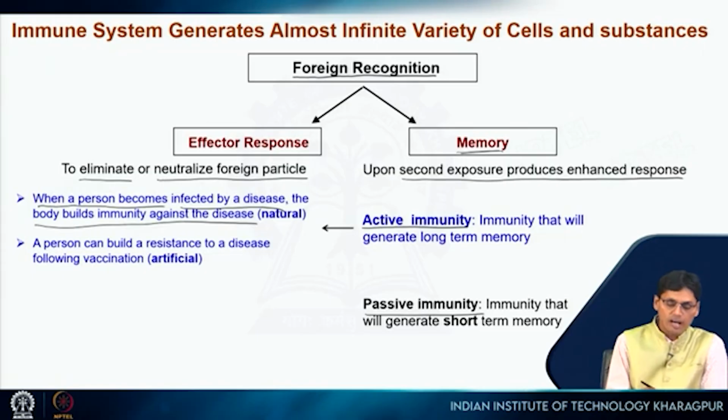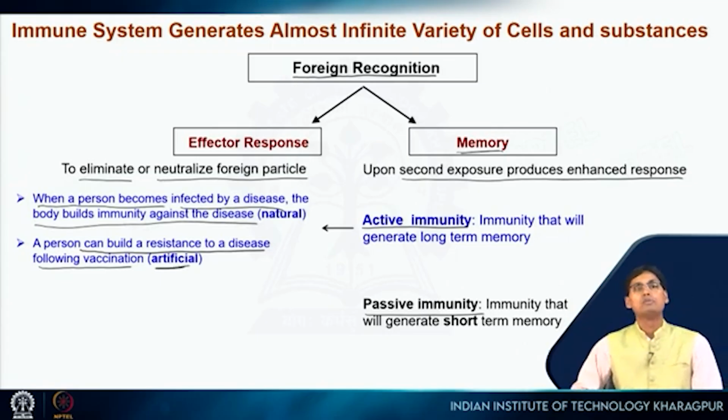On the other hand, a person can build a resistance to a disease following vaccination, that is artificial active immunity. Okay? So what is the example? For example, when I was a kid, I had chicken pox. Chicken pox is not that severe a disease, it's a mild disease. But because of that suffering, my immune system developed the memory and I didn't have chicken pox anymore. This is the example of natural active immunity.